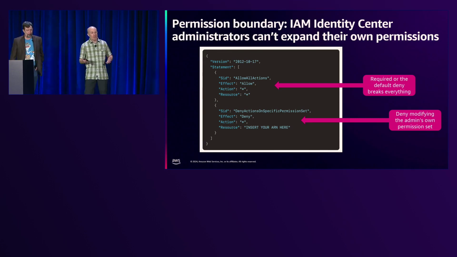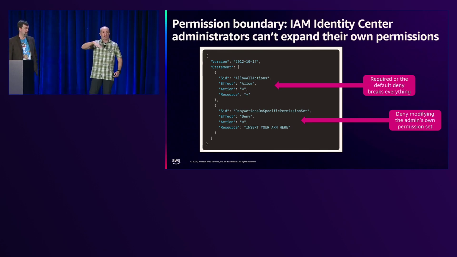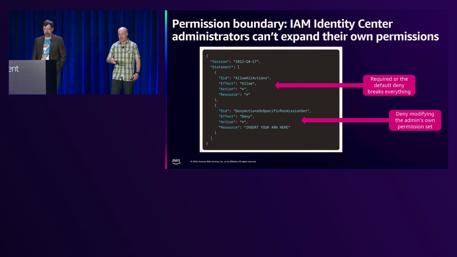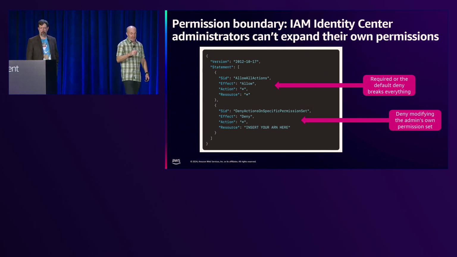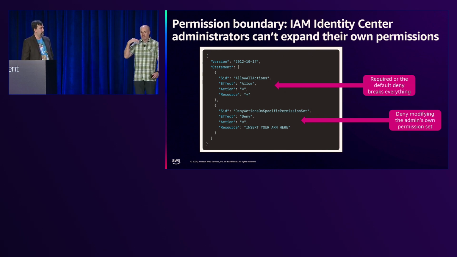So a permission boundary does not operate at the organization level. It's a managed policy that operates in an account. You can also apply them with IAM Identity Center, which gives you a little bit broader reach. The main use case for a permission boundary is you give somebody the ability to manage some parts of IAM, but you don't want them to be able to escalate their own privilege.